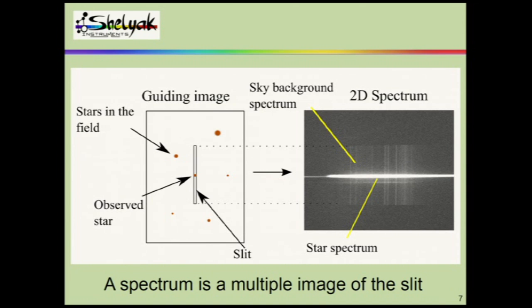And in this system, which is the guiding system, all the other stars in the field are sent back to the guiding camera because this plate here is a mirror. So imagine that there is a mirror here with a hole, with a slit engraved inside. If the light is outside of the slit, it is sent to the guiding image. If the star is in the slit, its light is sent to the spectroscope.